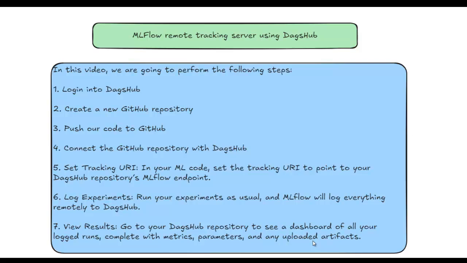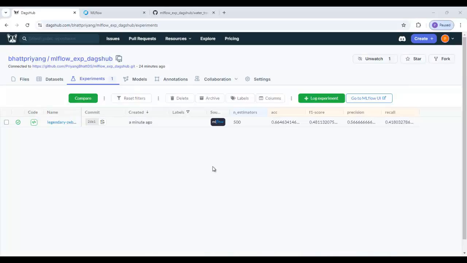I want to show you one thing. As you can see, our remote tracking server is now ready. Anyone can collaborate using this. Let me show you how someone can collaborate using this. Currently, assume that one of your team members is doing all these things.